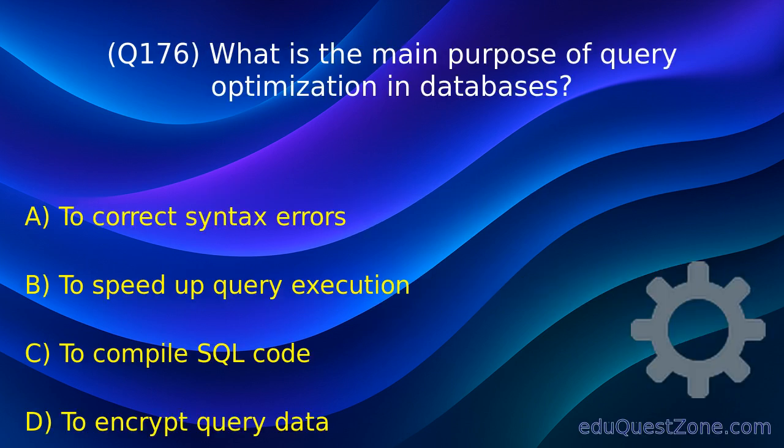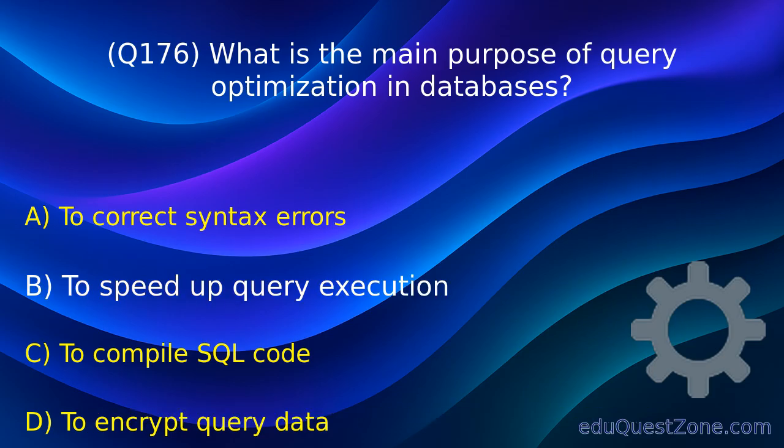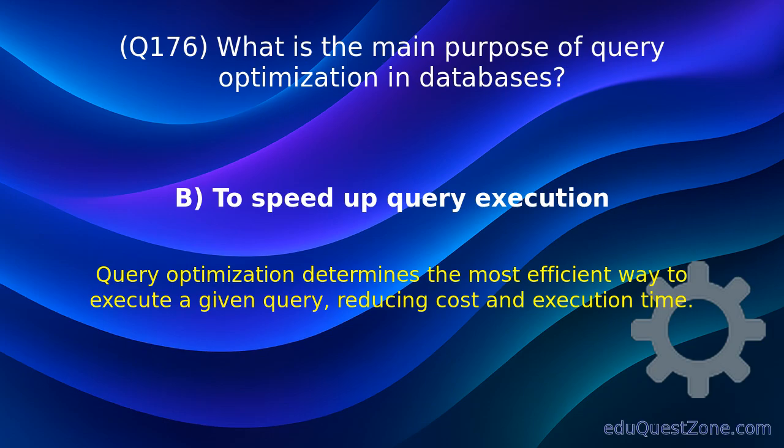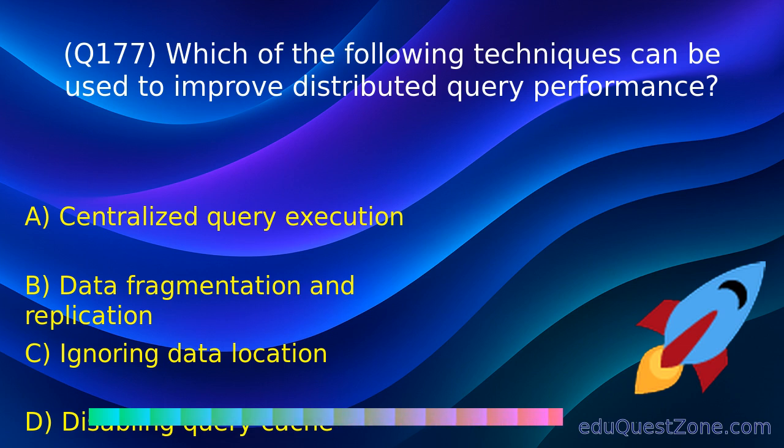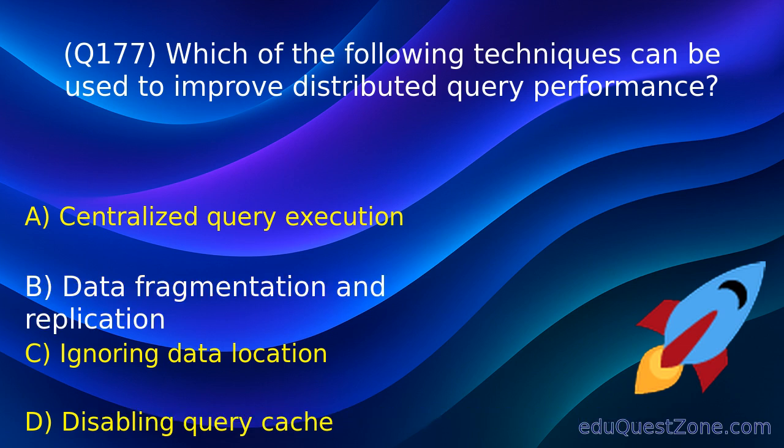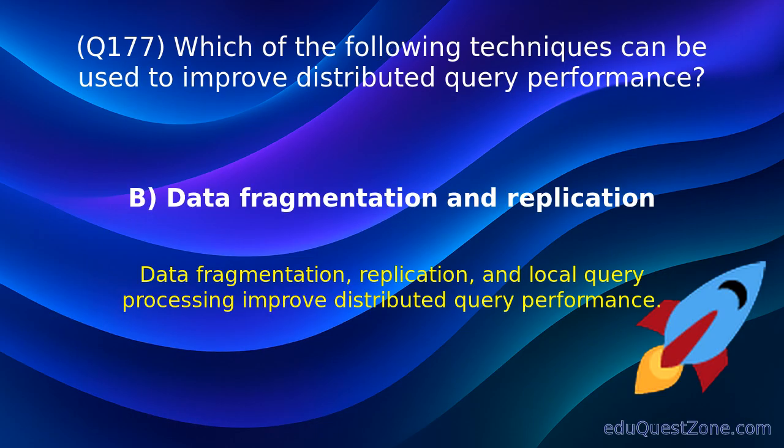Question number 176. What is the main purpose of query optimization in databases? Option B. To speed up query execution. Query optimization improves query performance by minimizing cost and time. Question number 177. Which of the following techniques can be used to improve distributed query performance? Option B. Data fragmentation and replication. Distributed query optimization uses fragmentation and replication to reduce data transfer cost.